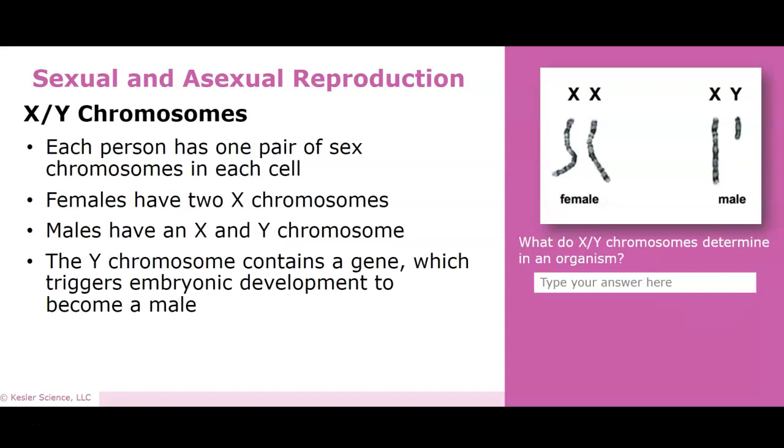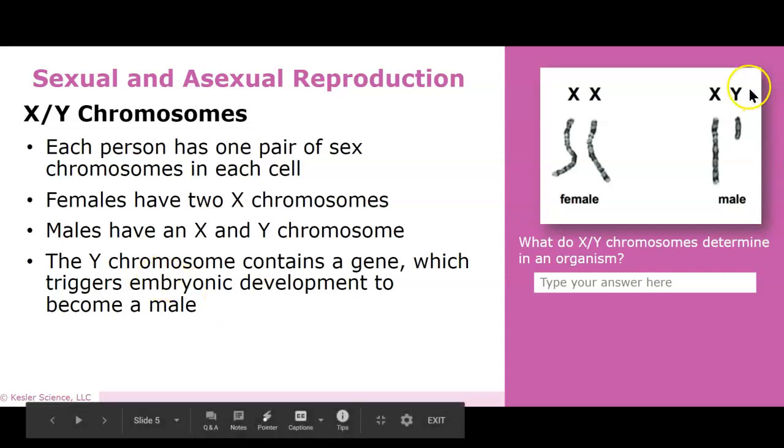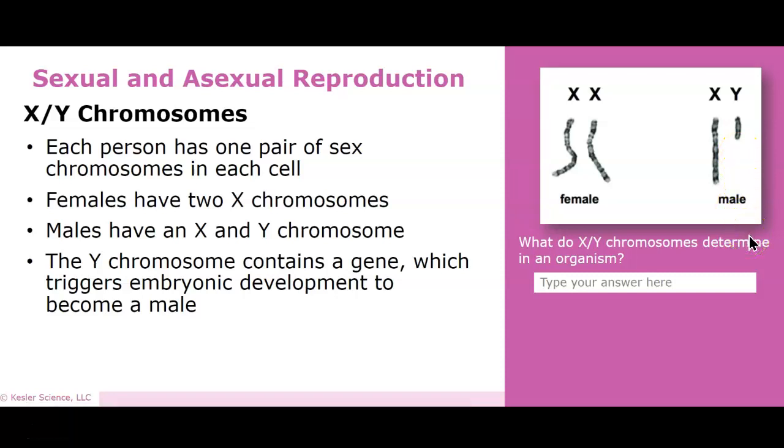There are X and Y chromosomes. Two X chromosomes makes up a female, and an X and Y chromosome make up a male. And I want you to see how small the Y chromosome is, because this is something that we'll be talking about when we get to genetics.